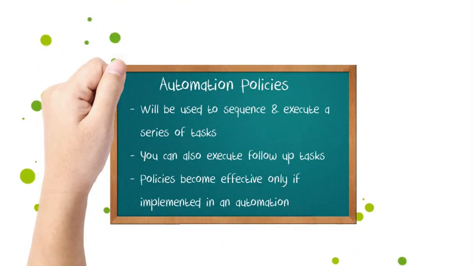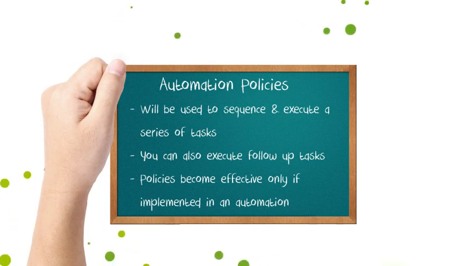Automation policies are used when there are multiple tasks to be performed in the same automation. When there are multiple tasks, these policies help us to sequence a series of tasks and then execute them. Once you create a policy, you have to implement it in an automation for it to be effective.